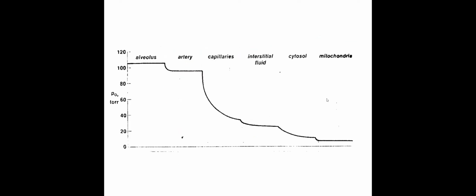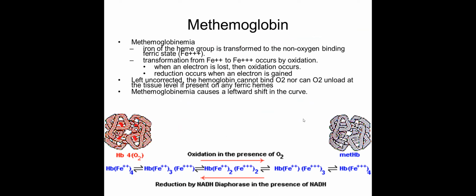Okay, now a little bit about methemoglobin. This is a situation that also shifts the oxyhemoglobin curve to the left. And what's happening here is that the iron of the heme group is transformed to the non-oxygen binding ferric state. So that means it changed from iron +2 to iron +3. And this occurs by the process of oxidation.